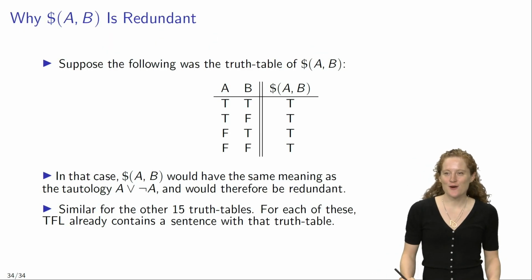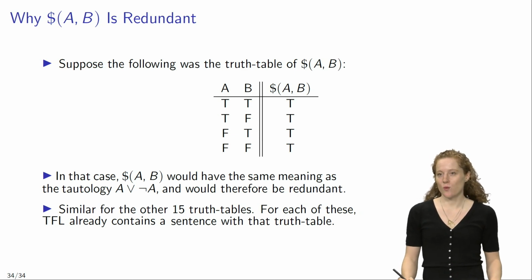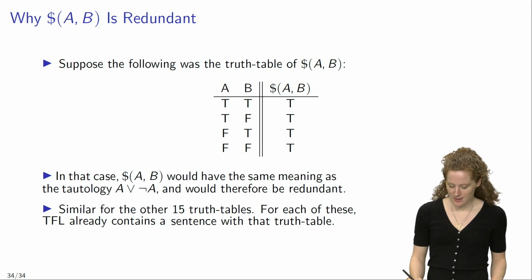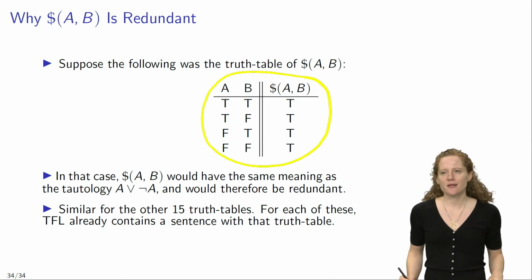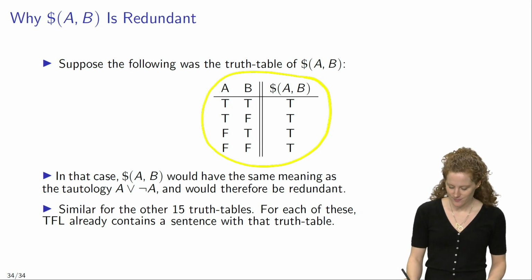Let's look at the first possible truth table for $AB to illustrate why the dollar sign is redundant. So suppose that this here was, in fact, the truth table for $AB. So meaning, suppose that $AB is true on every possible valuation of A and B. Now, in that case, $AB would have the same truth conditional meaning as the tautology A or not A.